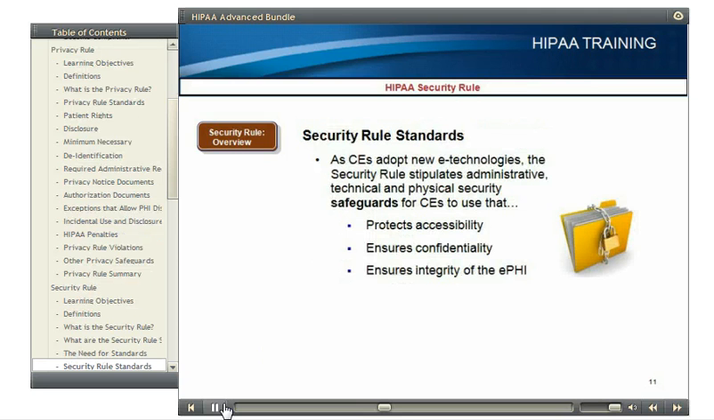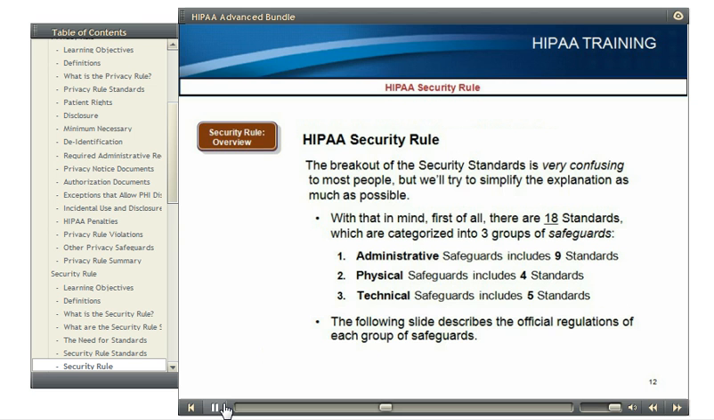As CEs adopt new e-technologies, the security rule stipulates administrative, technical, and physical security safeguards for CEs to use that protect accessibility, ensure confidentiality, and ensure integrity of the EPHI. HIPAA Security Rule. The breakout of the security standards is very confusing to most people, but we'll try to simplify the explanation as much as possible.